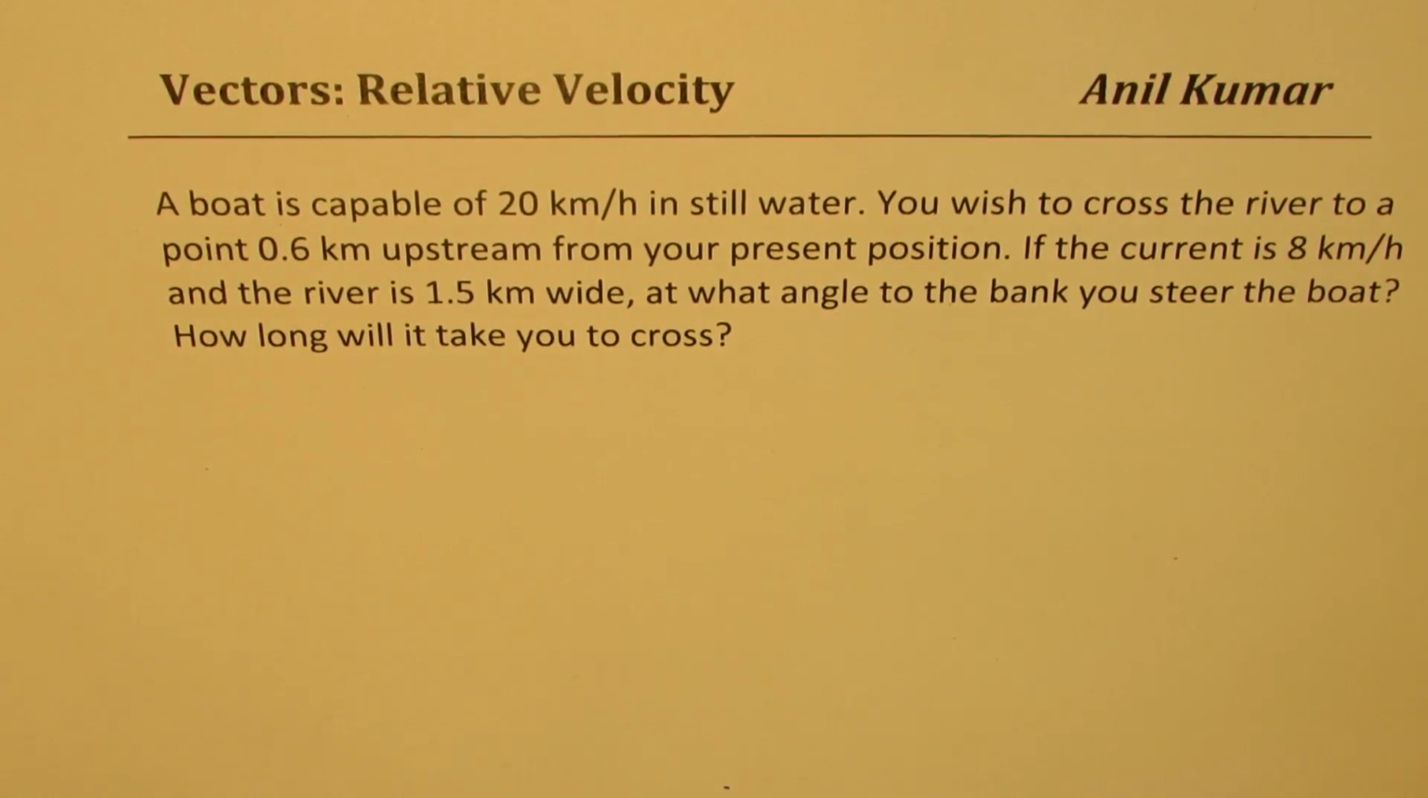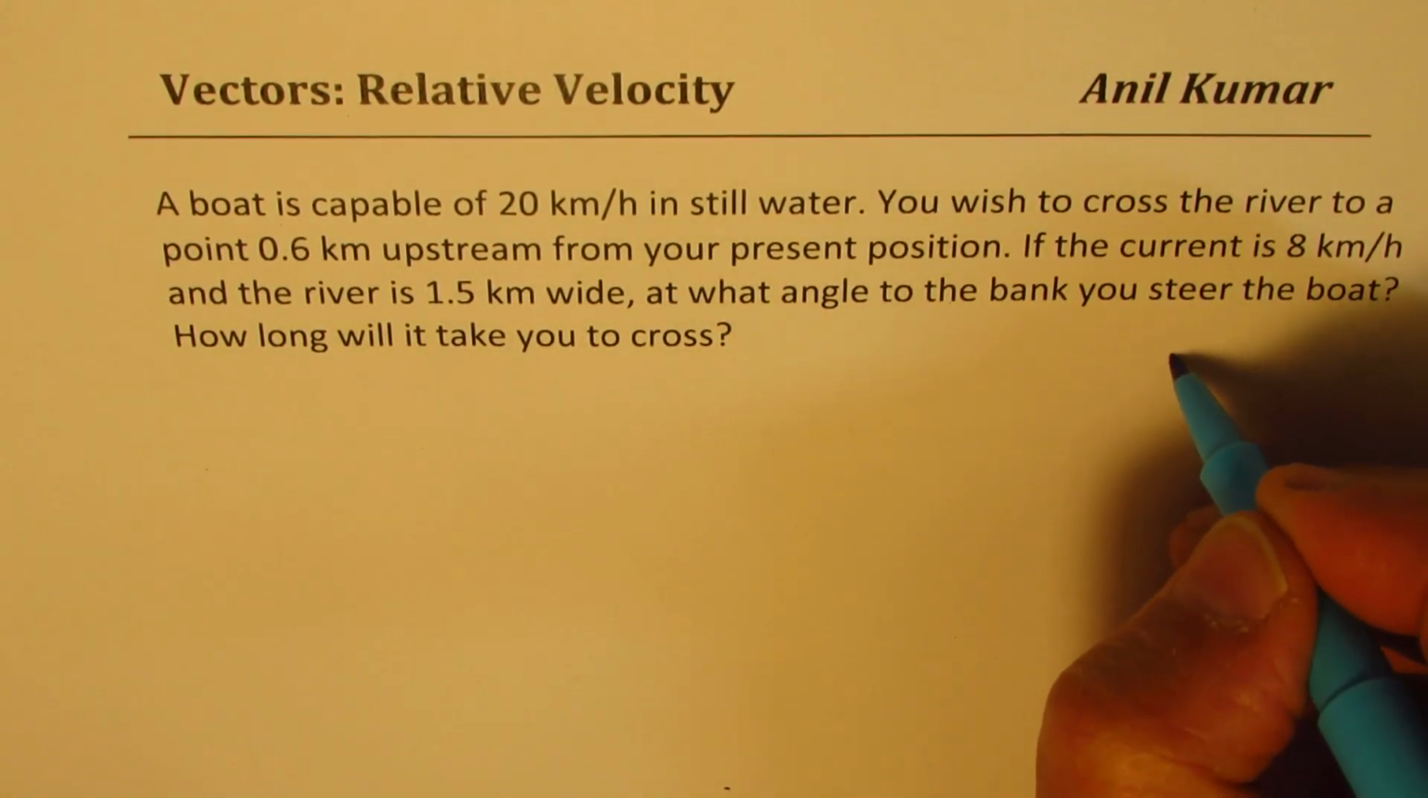The question here is, a boat is capable of 20 kilometers per hour in still water. You wish to cross the river to a point 0.6 kilometers upstream from your present position. If the current is 8 kilometers per hour and the river is 1.5 kilometers wide, at what angle to the bank should you steer the boat? How long will it take you to cross? You can always pause the video, answer, and then look into my suggestions.